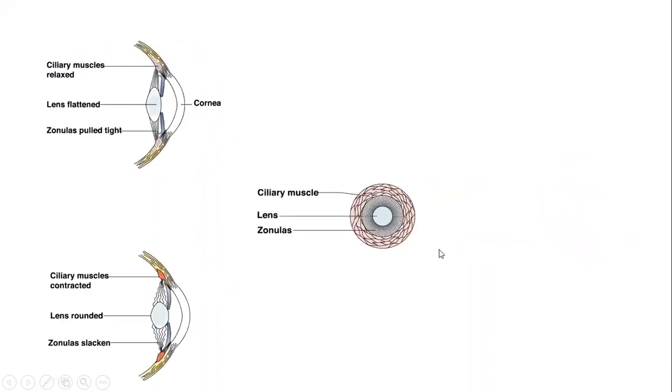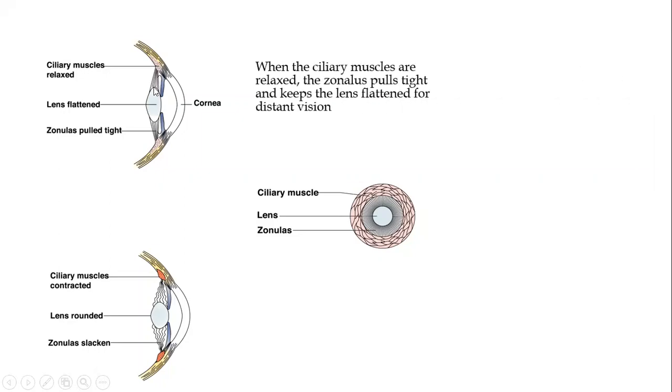If we look keenly at accommodation, in this case you can see the lens, and it is held by the ciliary ligaments, or what we call the zonulus. When the ciliary muscles are relaxed, they will pull the zonulus, therefore pulling the lens and making the curvature become a bit thin. This is the accommodation necessary for distant vision.